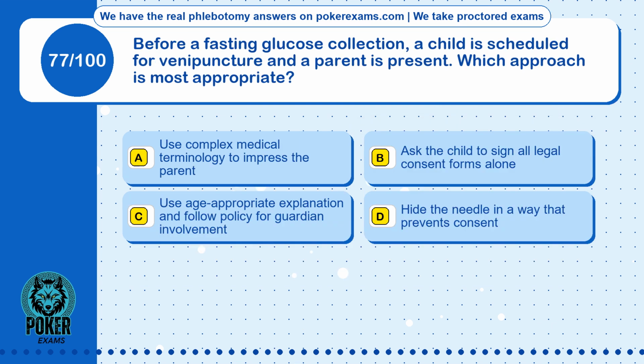Question 77. Before a fasting glucose collection, a child is scheduled for venipuncture and a parent is present. Which approach is most appropriate? Option A. Use complex medical terminology to impress the parent. Option B. Ask the child to sign all legal consent forms alone. Option C. Use age-appropriate explanation and follow policy for guardian involvement. Option D. Hide the needle in a way that prevents consent.